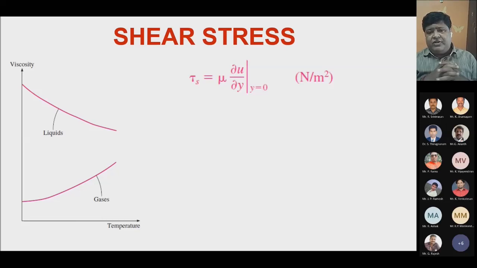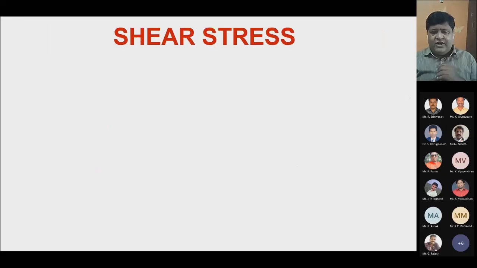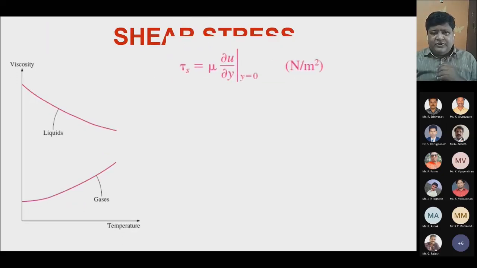So if you find the velocity change is very high, in the previous case we saw that in turbulent flow, dou u bar by dou y, the change in velocity in the y direction, is always higher. In turbulent flow it is very high when compared to laminar flow. It means the shear stress is very high in case of turbulent flow. So that is the relation here.